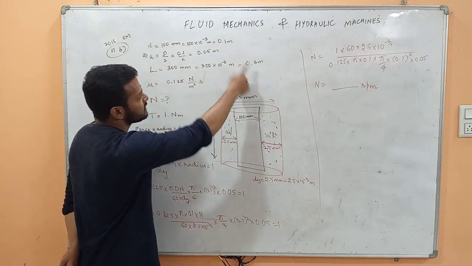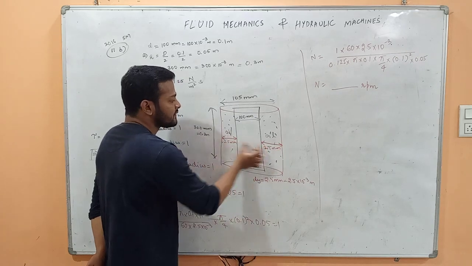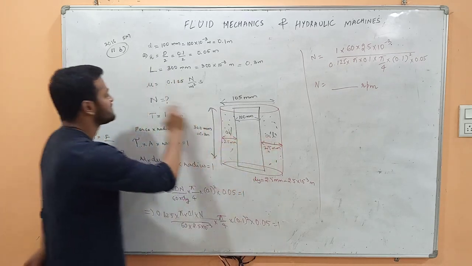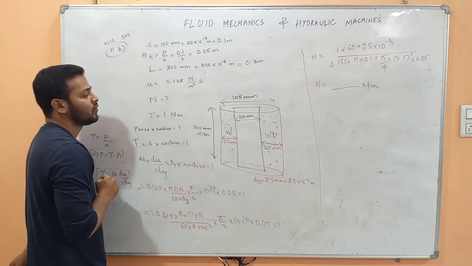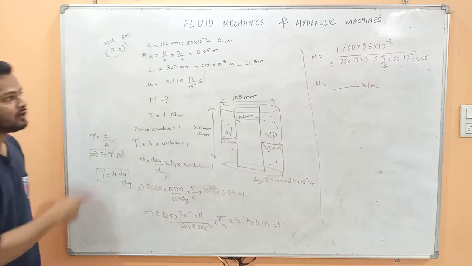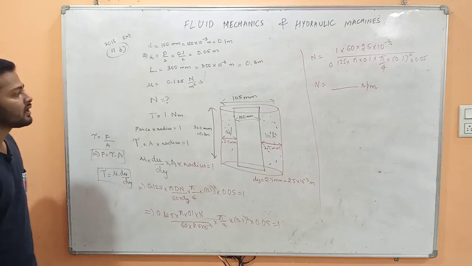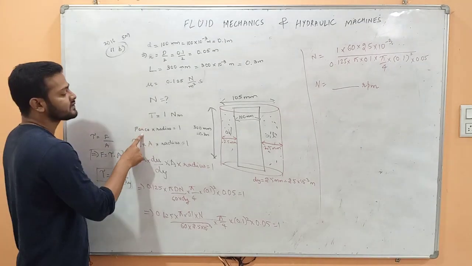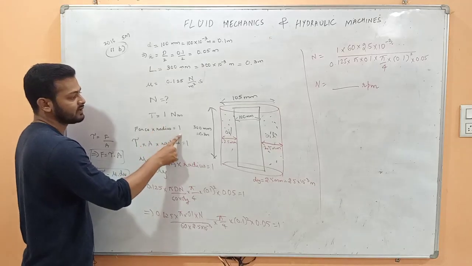So I have converted this into meters. And the space between these two cylinders is filled with oil, which has a viscosity of 0.125 Newton per meter square into second. Okay. So the torque is given in the question. With the help of torque, you have to find out what is the value of speed n. So see how I am finding out this value. I know the torque is force into radius. So force into radius is equals to 1, which is given in the question.